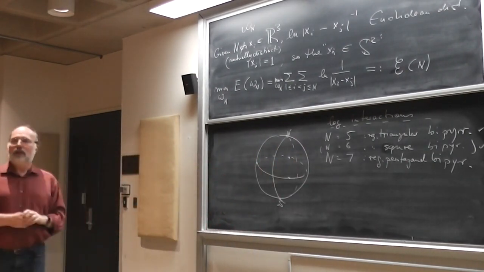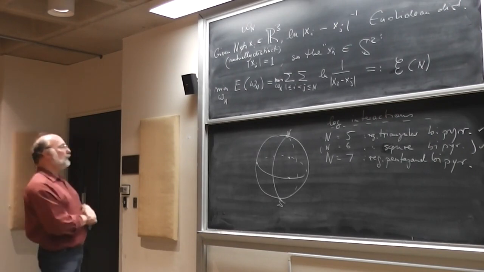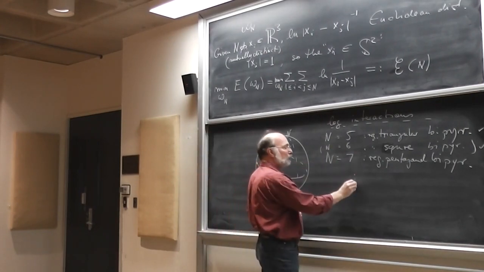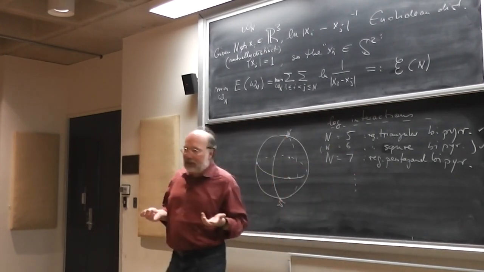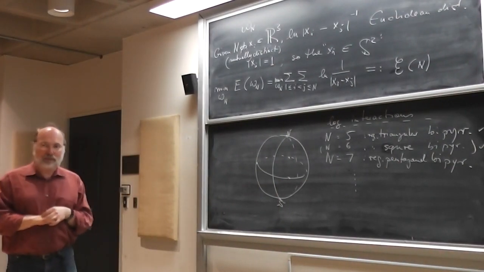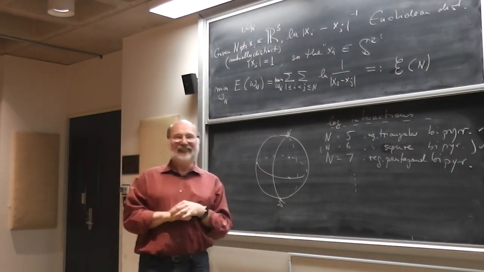I want to stick with log interactions for now because that's Smale's problem. Okay, good. So we note that down, and if you keep going, for instance, next 8, what would you guess? A cube, right? That's what people would guess, but it's wrong. It's not a cube. It's a twisted cube.